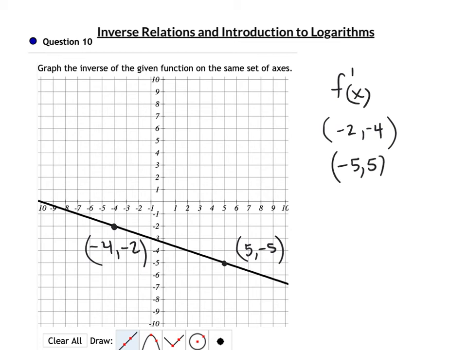So we'll plot those 2 points. -2, -4. Kind of right there in the way. I'll change colors. Right there. And -5, 5 is right there. That looks pretty good. We can check this by drawing in the line y equal x. That's 1, 1, 2, 2, 3, 3, 4, 4, negative 9, negative 9. Do those two lines look like the reflection through y equal x? I'd say it's pretty good.